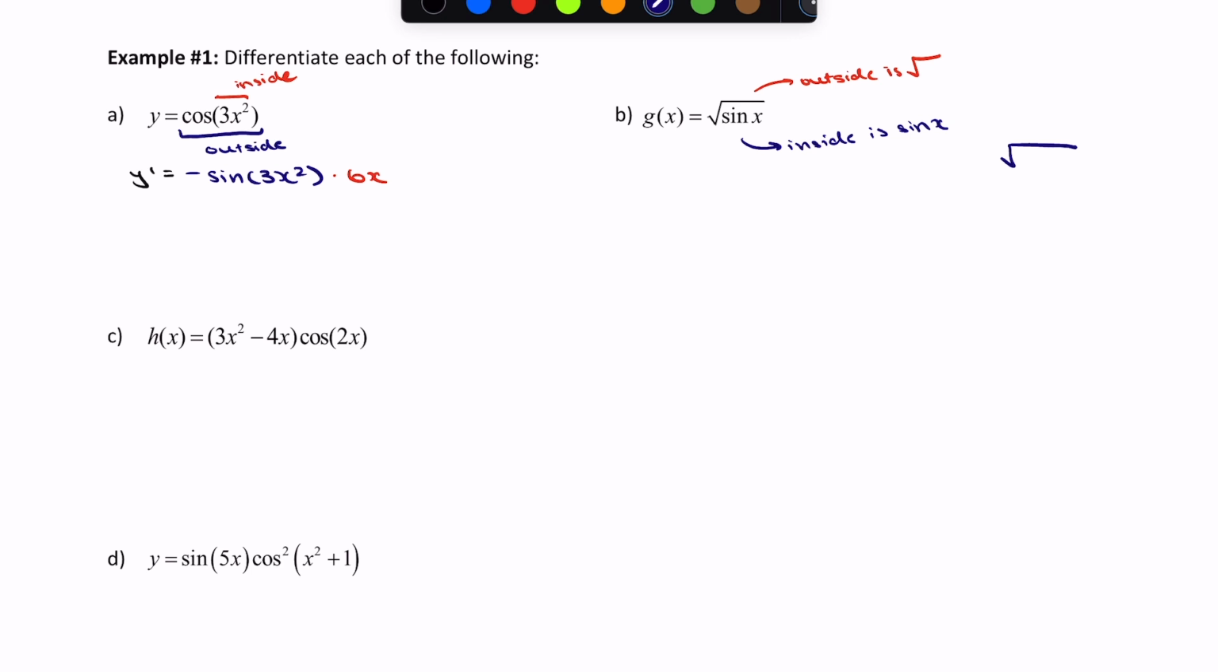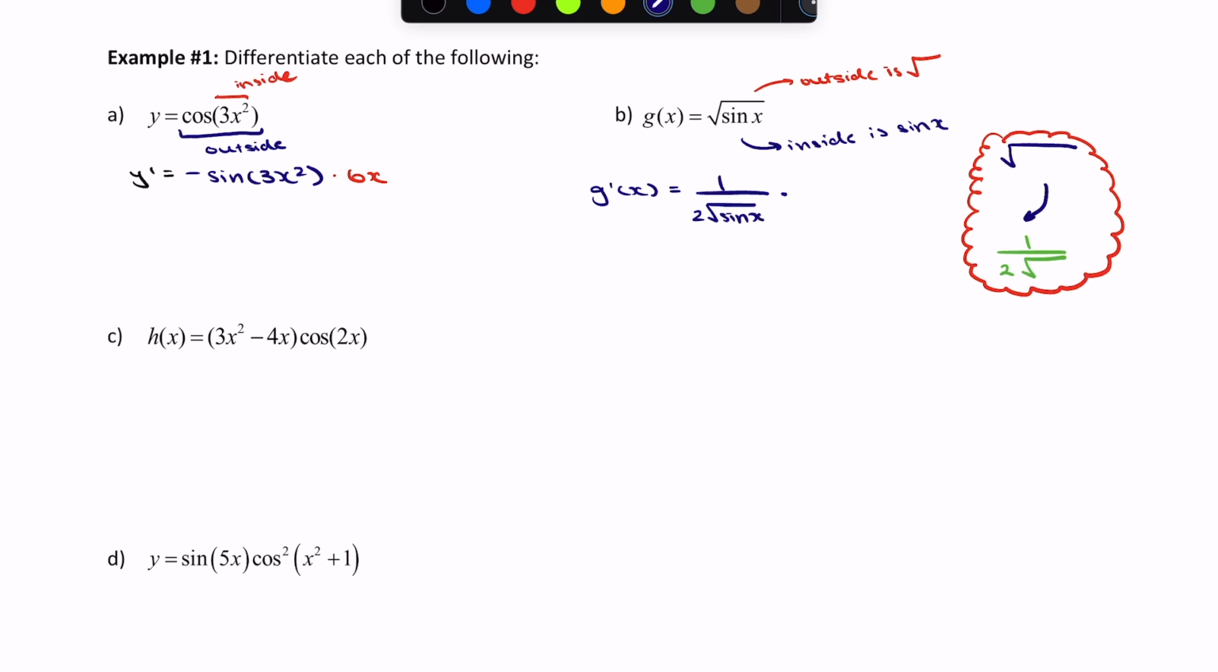And when we have the derivative of the square root, it's 1 over 2 square root of whatever value's inside. So just a reminder there, and that's what we'll use for this particular question. Here we have g prime of x is equal to 1 over 2 square root sine x, and then multiplied by the derivative of the inside, which is the derivative of sine x, which is just cos x. And so that's equal to cos x over 2 square root sine x.